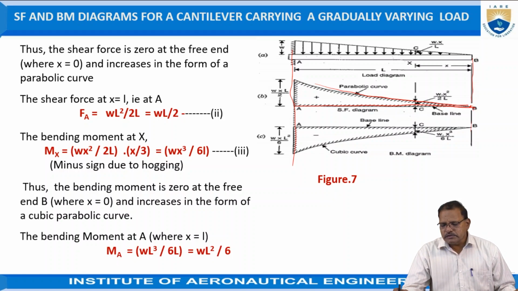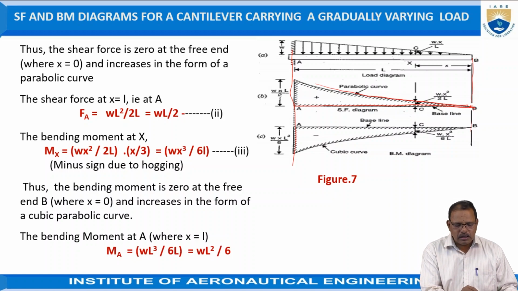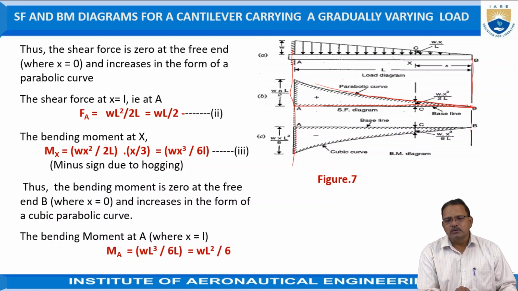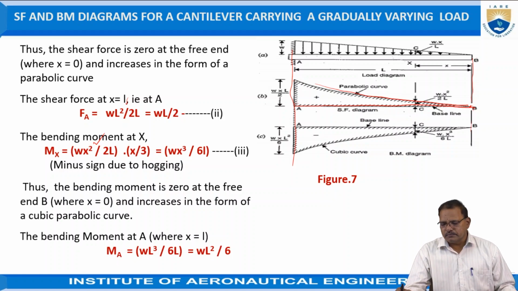For the bending moment, first of all, we have to determine the bending moment at a point at distance x from point B, as shown in the figure. The bending moment is equal to the moment created by the forces on the left-hand side or right-hand side of the section considered. Hence Mx is equal to the load into the distance required. The load at distance x is W x square by 2L, already determined from Fx. But this force is acting at its center of gravity.